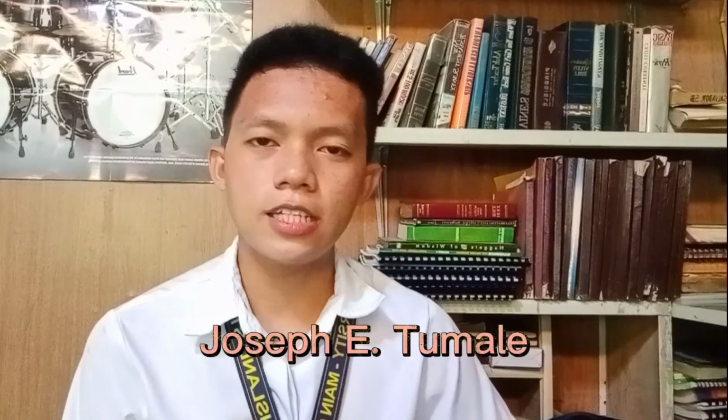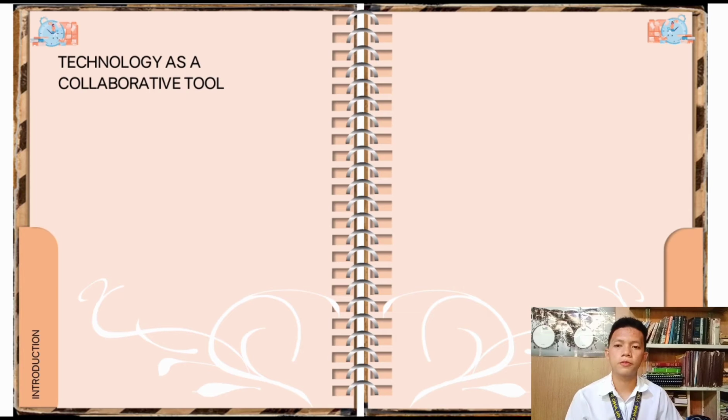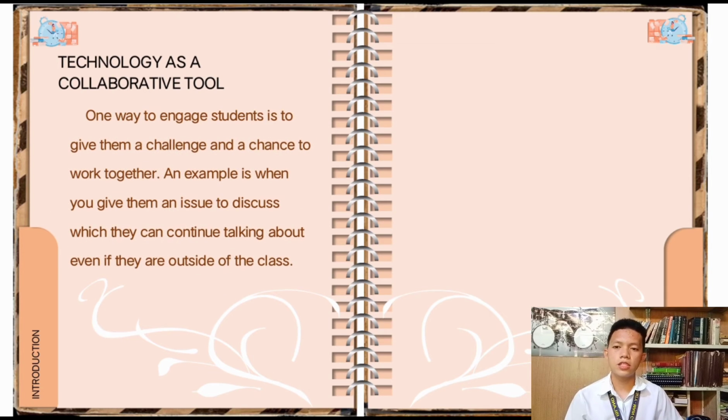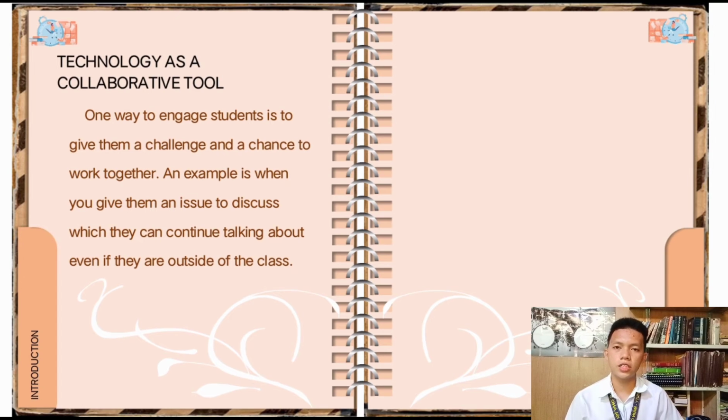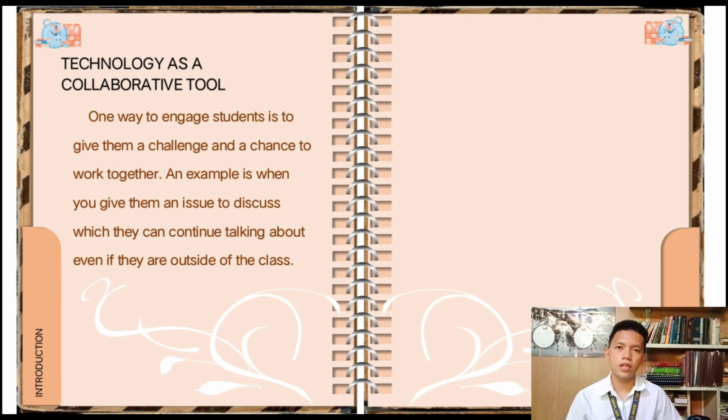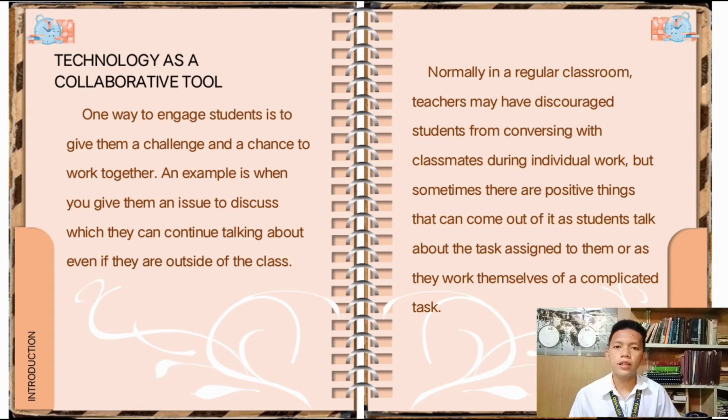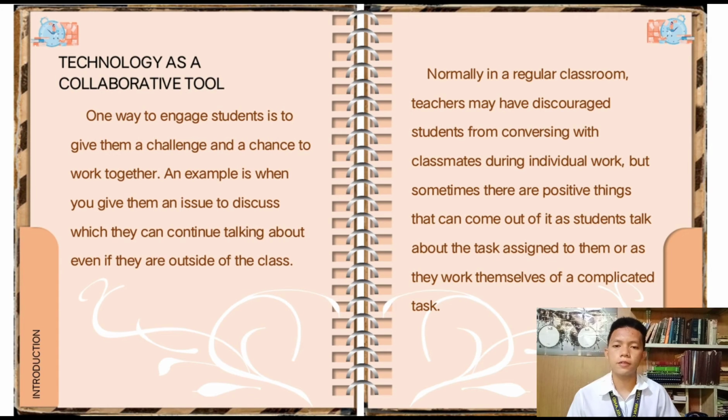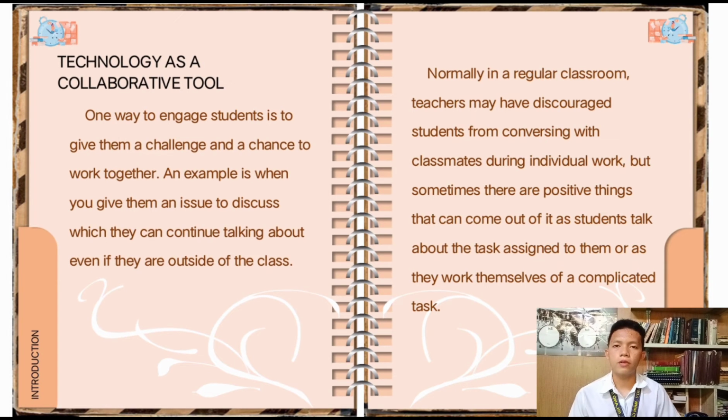So, technology as a collaborative tool. One way to engage students is to give them a challenge and a chance to work together. An example is when you give them an issue to discuss which they can continue talking about even outside of the class. In a regular classroom, teachers may have discouraged students from conversing with classmates during individual work. But sometimes, there are positive things that can come out of it as students talk about a task assigned to them or as they work through a complicated task.